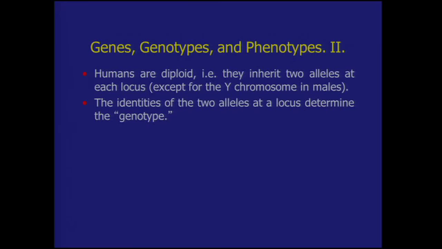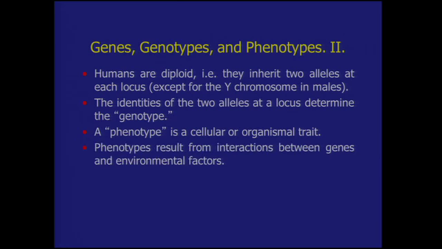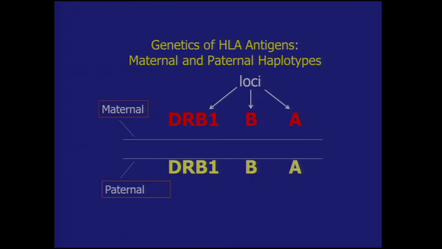Now, humans are diploid. You have two chromosomes of each type. Like chromosome 1, you have one from your mother, one from your father. The identities of two alleles at a locus determine the genotype, and a phenotype is a cellular or organismal trait, as mentioned. Phenotypes result from the interactions between genes and environmental factors.